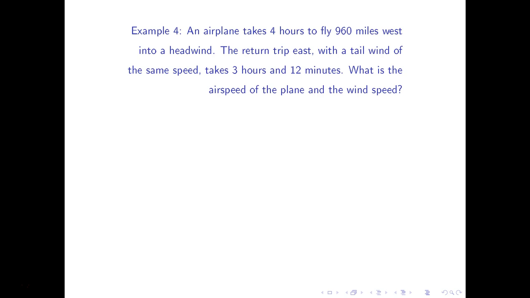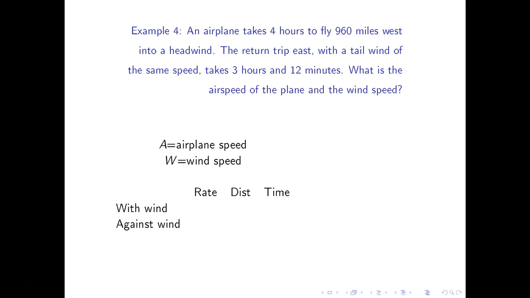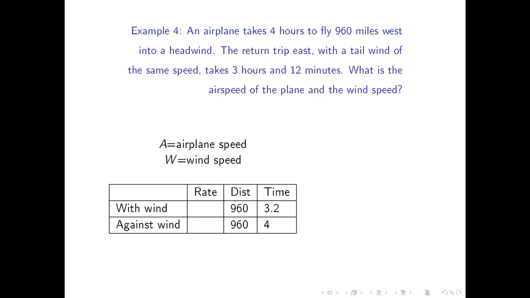The things you're looking for, the airplane speed and the wind speed. So I came up with A and W. I know, extremely creative. I also know a couple things. Now to organize it though, I decided to make a little chart. So with the wind, I have rate, distance, and time. So I'm trying to figure this out. We put brackets around it.